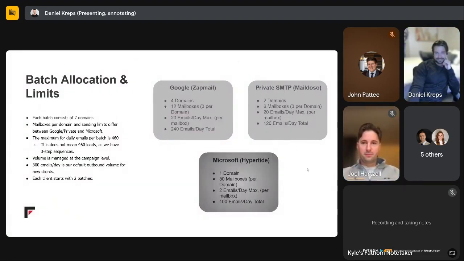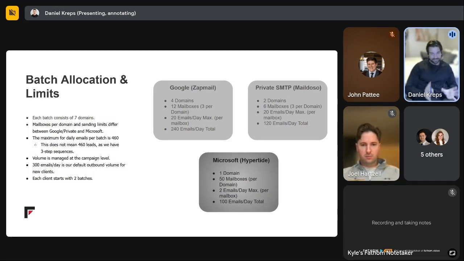Thanks. Okay. So batch allocation and limits, these could change, just so you guys know. We've been talking about potentially changing some stuff here. I don't know how much I love or believe in Maildoso. Basically, each batch consists of 7 domains that we purchase.